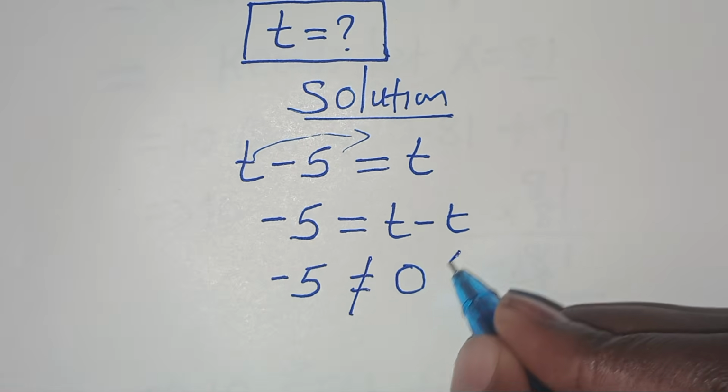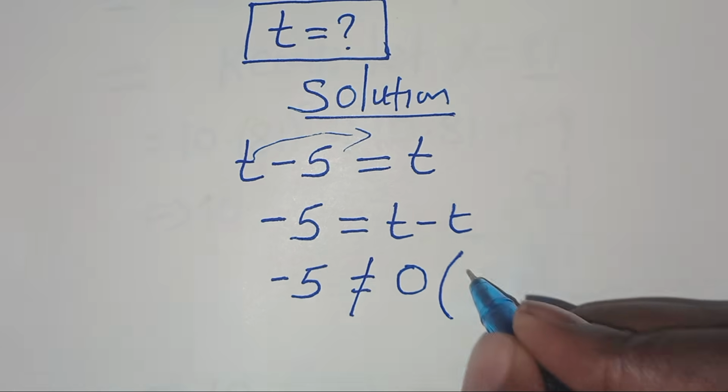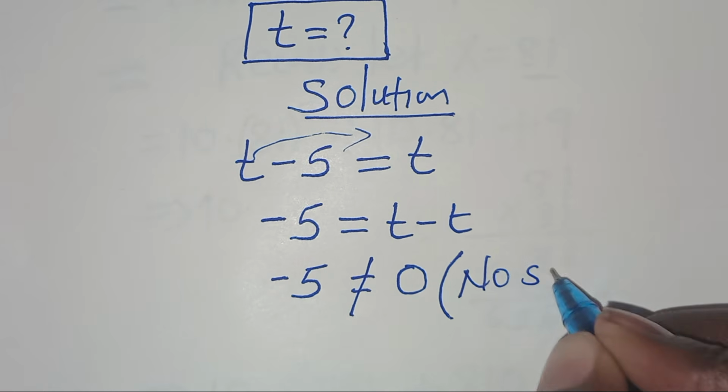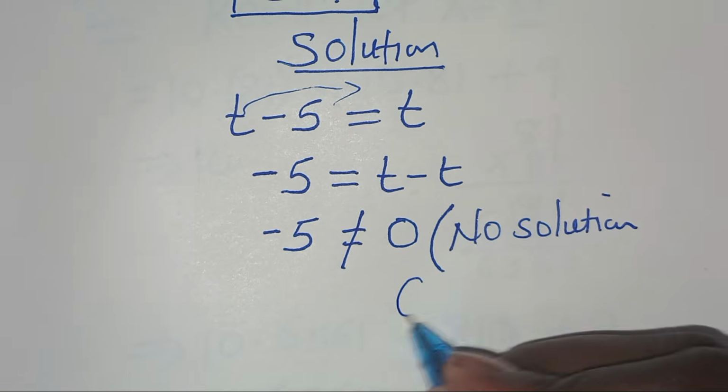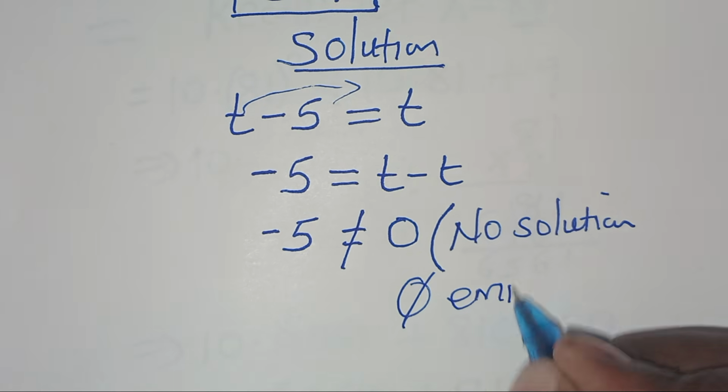So this means that there is no solution from here. What we have is an empty set. So we have an empty set here.